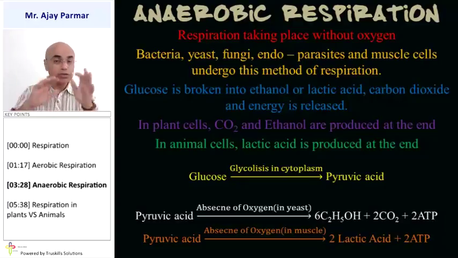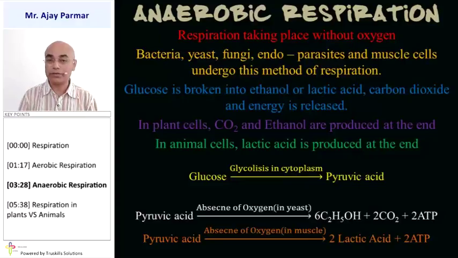Aerobic respiration takes place in most macro animals and macro plants. Here, bacteria, yeast, fungi, endoparasites and all those things. Glucose is broken down into carbon dioxide and water vapor in case of aerobic, whereas in case of anaerobic, lactic acid is produced in animal cells, and ethanol and carbon dioxide in plant cells.